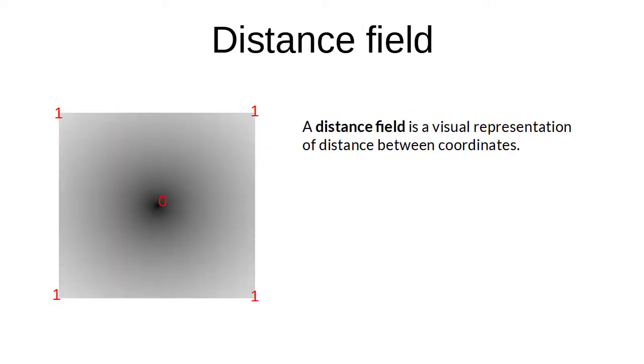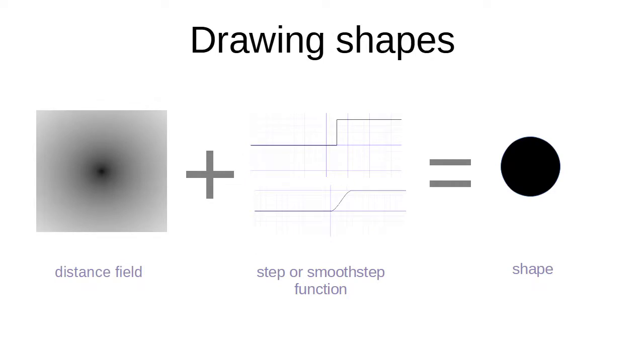Hence, the method used for drawing shapes on shaders is by using distance fields. A distance field is a visual representation of distance between coordinates. This definition might change because distance fields are used for many things, like drawing text, drawing 3D shapes. In fact, the most advanced shaders that you can find on the Shadertoy website were made using distance fields. Here we will focus on 2D drawing for now. Usually to draw shapes we use distance fields plus shape functions like step and smoothstep. This way we get a shape which we can control its size using the edge parameter of these functions.